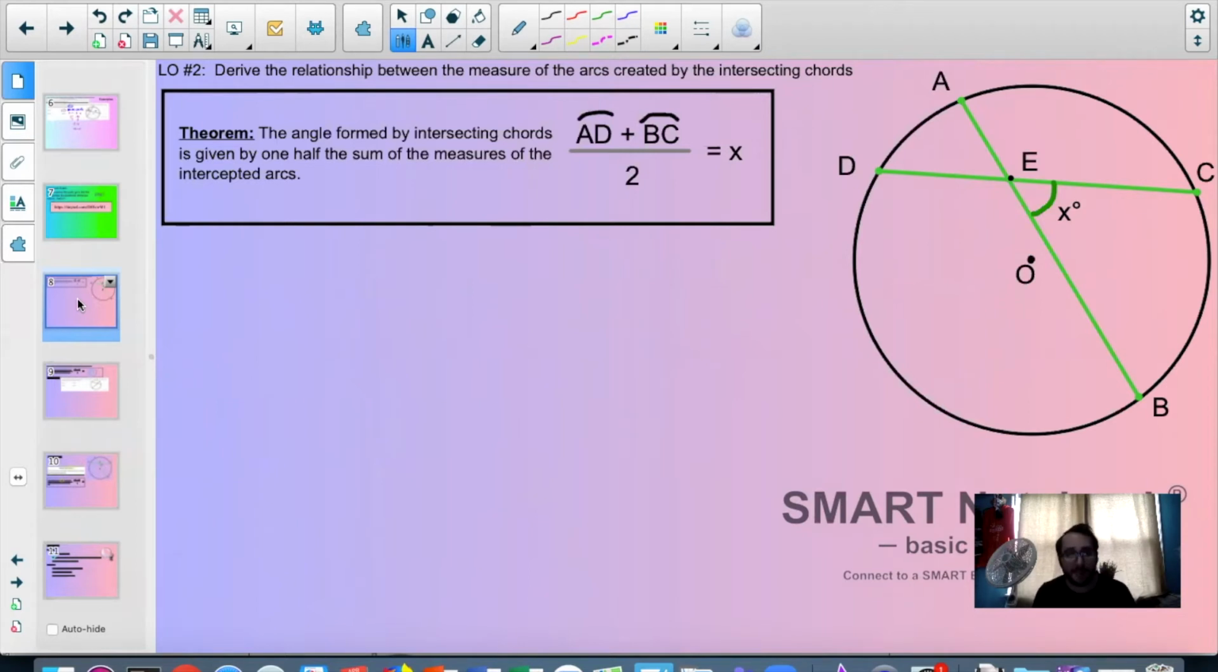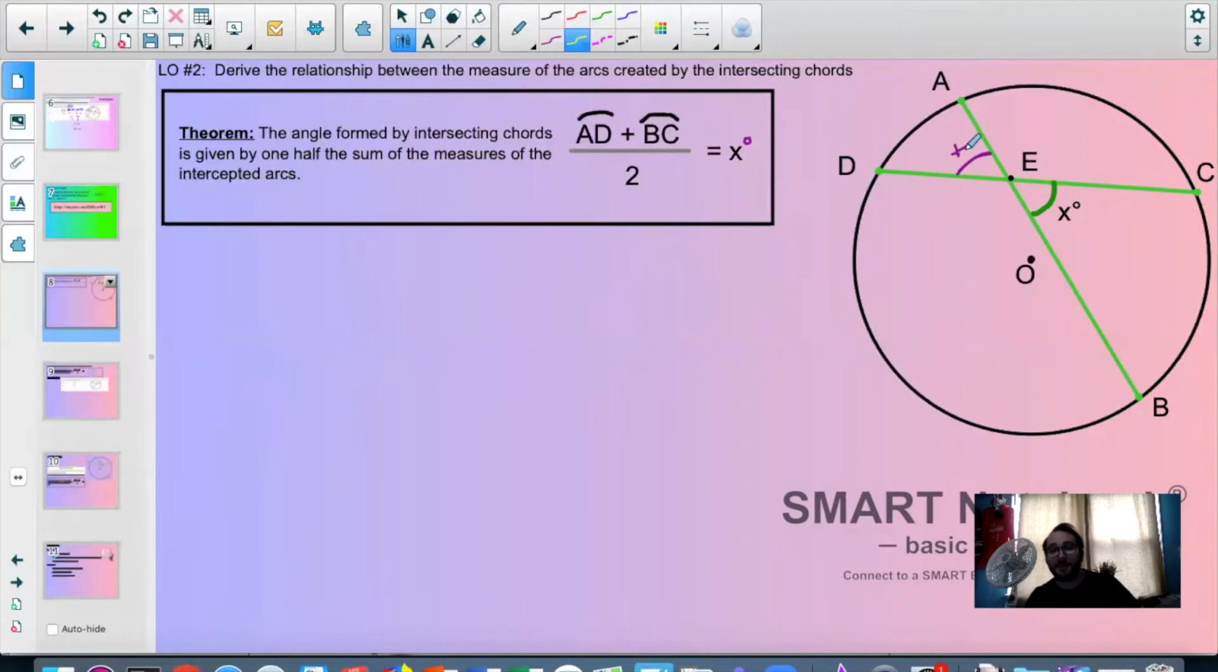Well, the fact is this. It's a theorem, and the theorem states that the angle formed by intersecting chords is given by 1/2 the sum of the measure of the intercepted arcs, okay? And really what that is saying is, if I want this angle x, I want you to notice that because these are vertical angles, and you'll notice that this is the same picture as we used in the beginning of the lesson, this angle is also x because these are vertical angles.